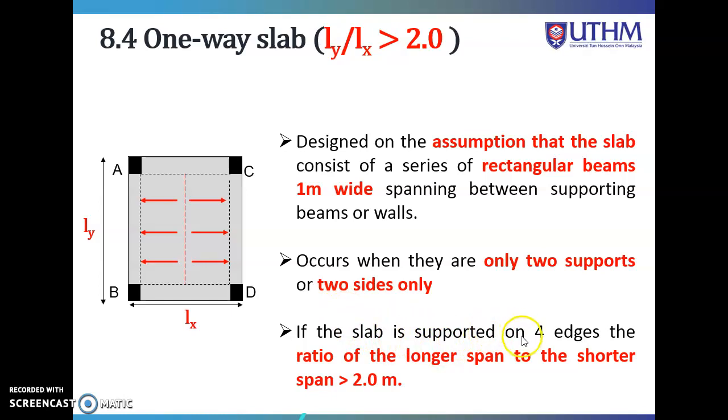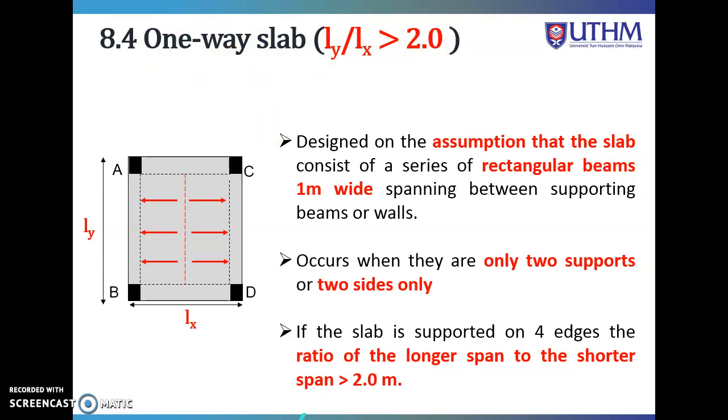Ataupun if the slab is supported on the four edges and the ratio of the longer span to the shorter span is greater than 2. Okay, shorter span ni kita namakan dia sebagai LX. Okay, we name it as LX, and the longer span is the LY. So the ratio of LY divided by LX is greater than 2. So we will design as a one-way slab.